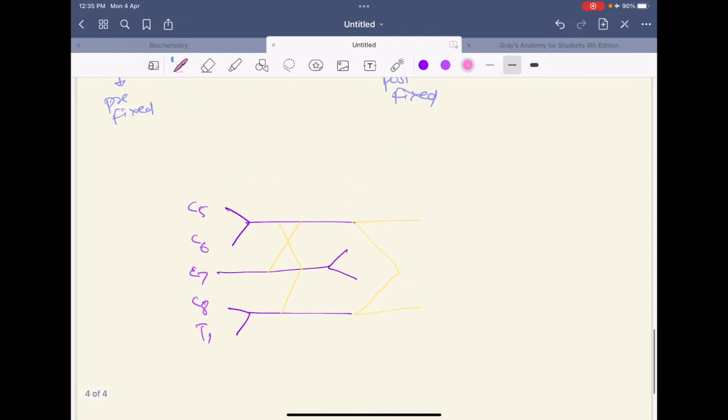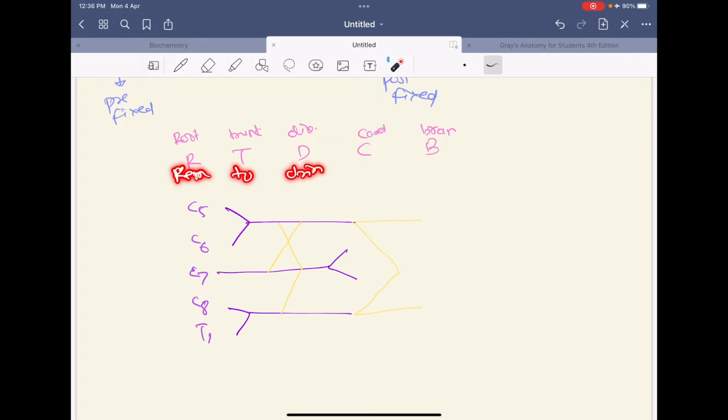So plexus is formed by roots, trunks. So this is the mnemonic: root, trunk, let me give you division, cords and branches. So remember to drink cold beer. So this is the mnemonic.